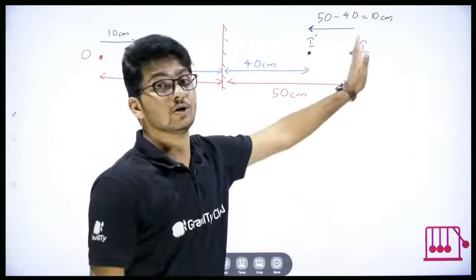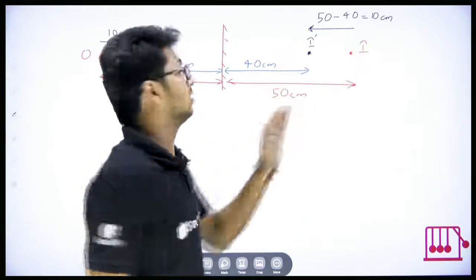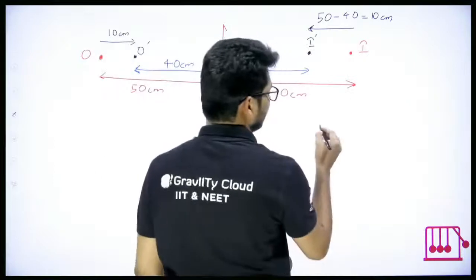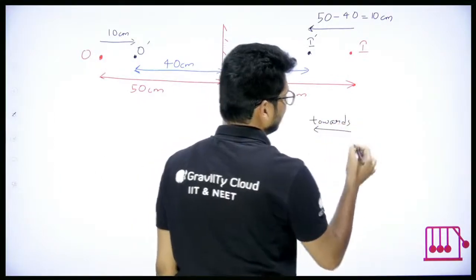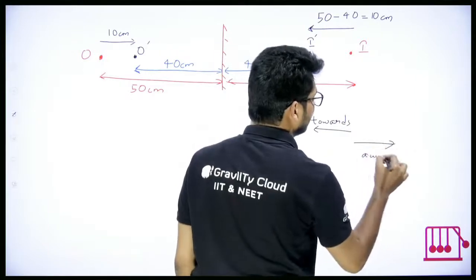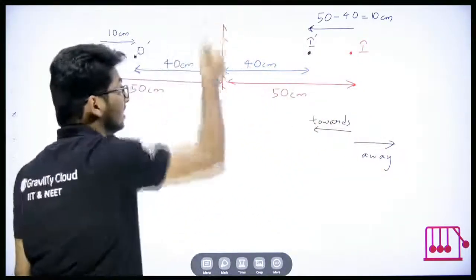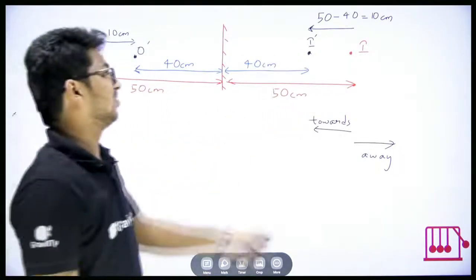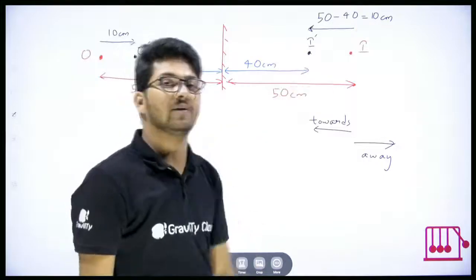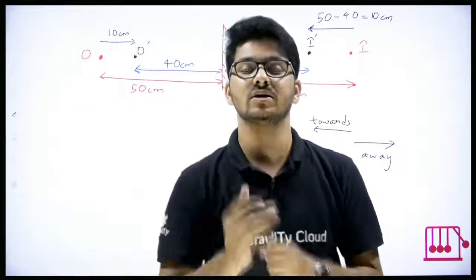But the image, look at the direction. It has moved towards the mirror. Yes or no? This is towards the mirror. I can say this is towards the mirror and this is away from the mirror. It has gone towards left, and left in this case, this is mirror. It has moved towards the mirror. Yes or no? So the distance traveled by image will be 10 centimeter towards mirror.